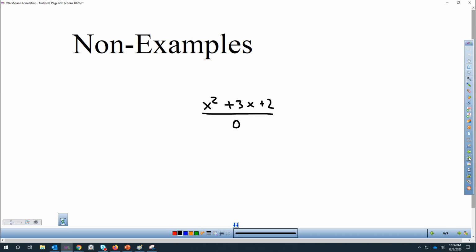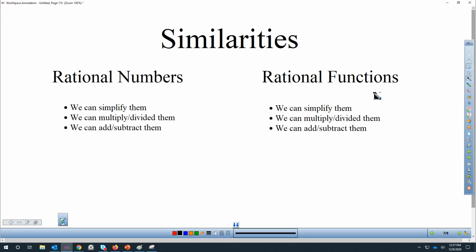Okay, so there's a good review of what rational numbers are and an intro to what rational functions are. What we're going to focus on today and next time is the similarities between these two groups. With rational numbers, we can simplify them, we can multiply and divide them, and we can add and subtract them. Well, with rational functions, it turns out we can do the same things. And not only can we do the same things, but the way we do it is very much the same as the way we do it with rational numbers.